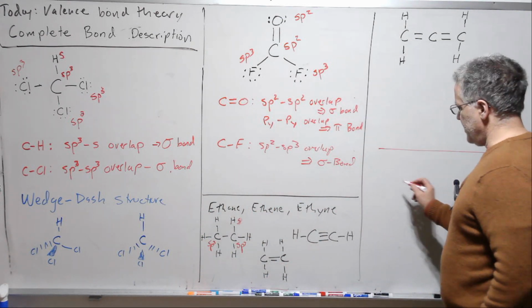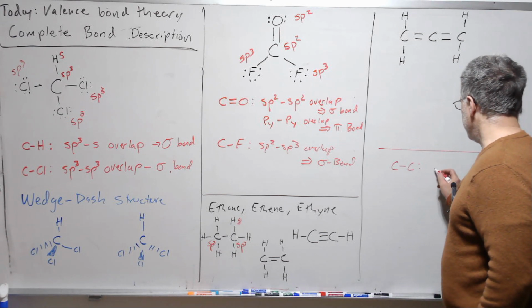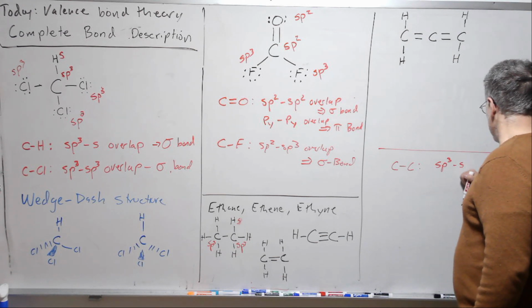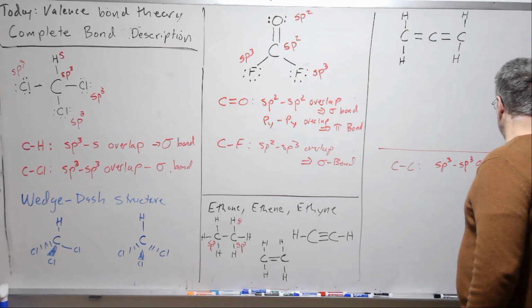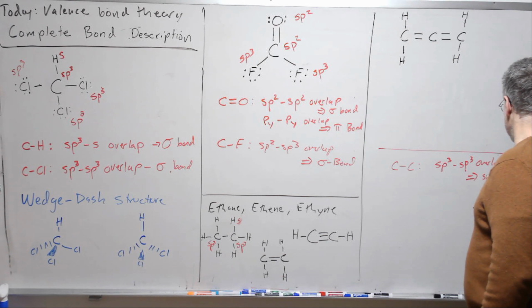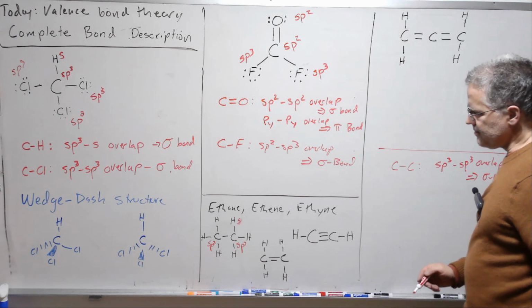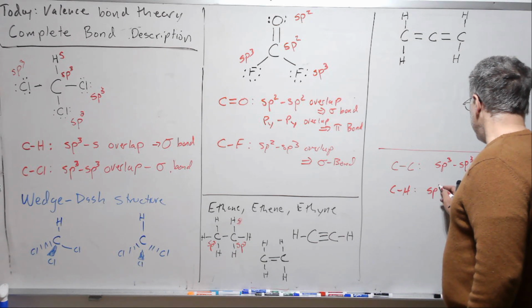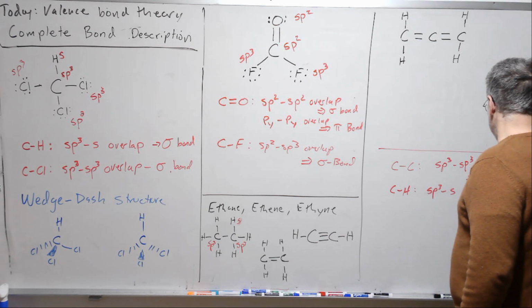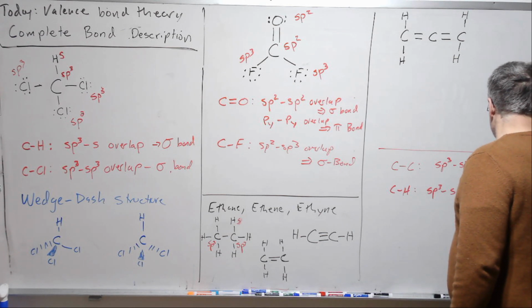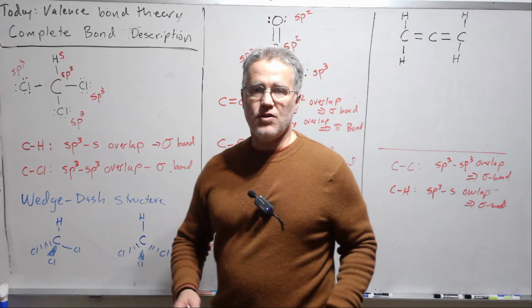So the complete bond description here is going to be carbon-carbon, sp3 overlap. And what kind of bond there? A sigma bond. And then the carbon hydrogens all are going to be the same. That's going to be an sp3s overlap. And that is a sigma bond. Okay. So there's the complete description.